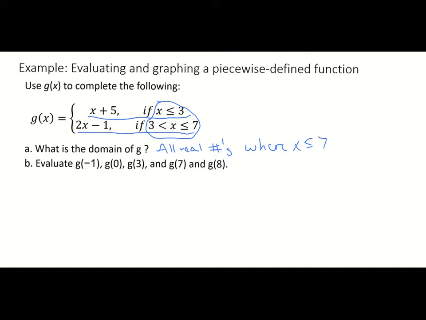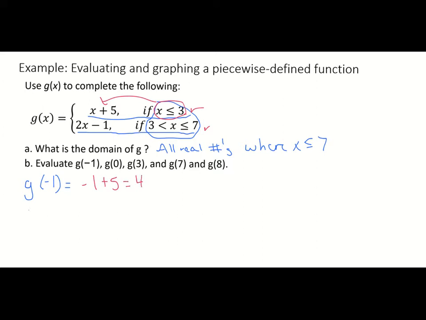So now when we go to evaluate g of -1, our first one, we have to go up here to decide which equation to use. We have to figure out where -1 fits in our two inequalities. Because it's -1, that's going to put it here where x is less than or equal to 3. So the problem that I'm going to do is the x plus 5. So I would do -1 plus 5, and my answer would be 4.